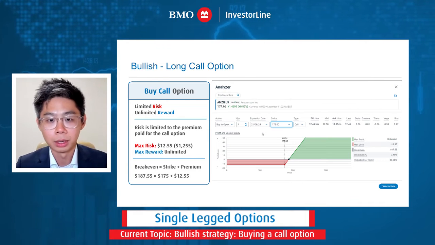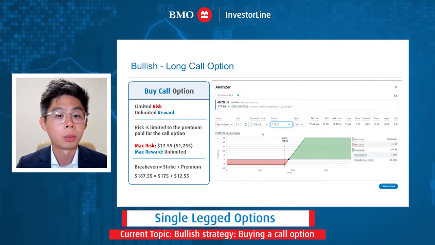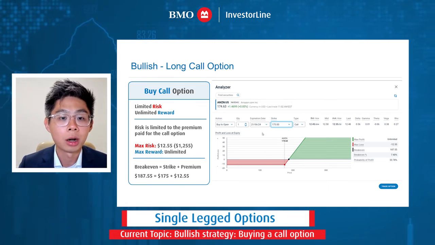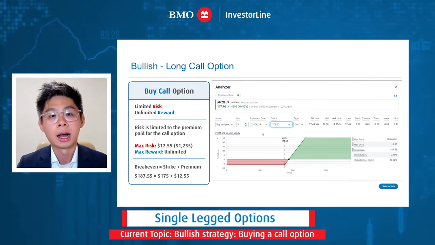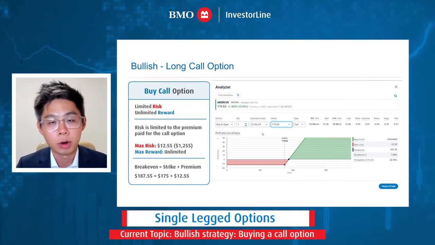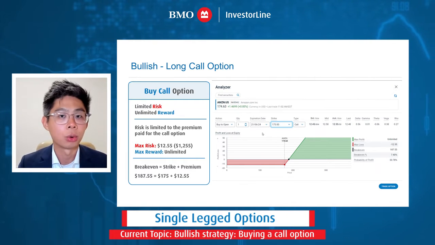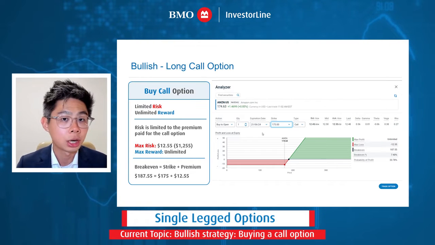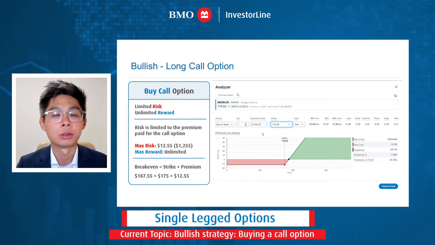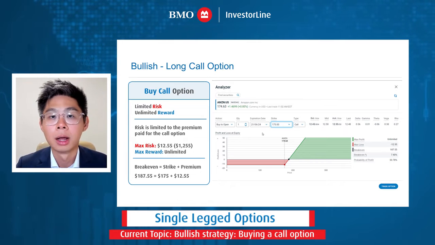And currently, when we're looking at this particular example, Amazon's trading just shy of $175. And what we're going to do is look at buying a $175 call for about $12.55. And remember, from our first session, each option contract represents 100 shares of the stock. So if an option contract is quoted at $12.55 per share, to trade that option contract is actually 100 times that, which is $1,255 would be the cost to you in order to buy a call option.